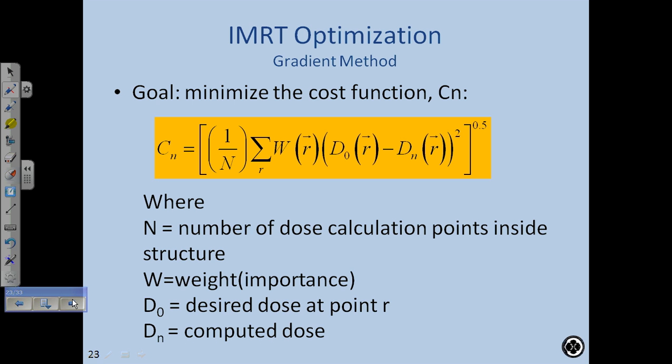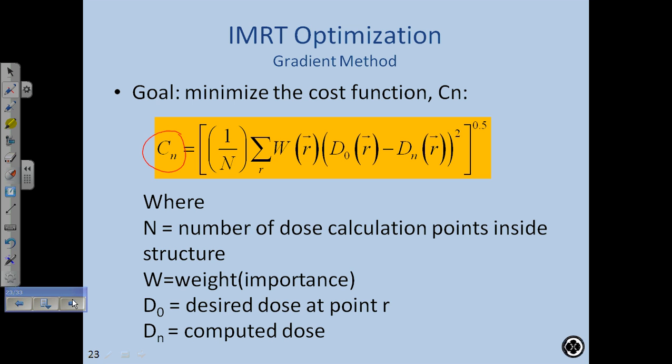Now, what the optimizer does is it first delivers an even amount of dose. So it doesn't do any modulation yet. It delivers all the dose as if it were square open beams. And then it calculates from there. It says, all right, how much did the organs get? And how much do you want to deliver to the organs? And that's what this equation does. This is the cost of your plan. You always want to minimize your cost, right? All right, so you're going to minimize the cost.